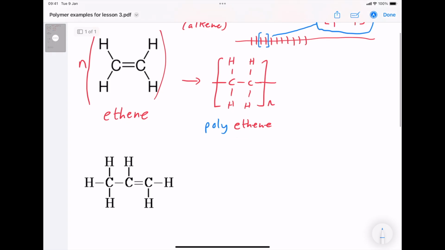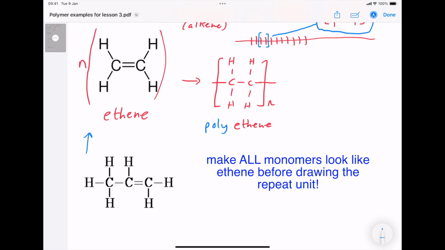Now the next one, which is propene, this one catches students out because it doesn't look like ethene. So what you have to do is, when you get something that isn't ethene, which is going to be a lot of the time because it's the easiest example, you have to make it look like that first. And the method to do this is very simple.